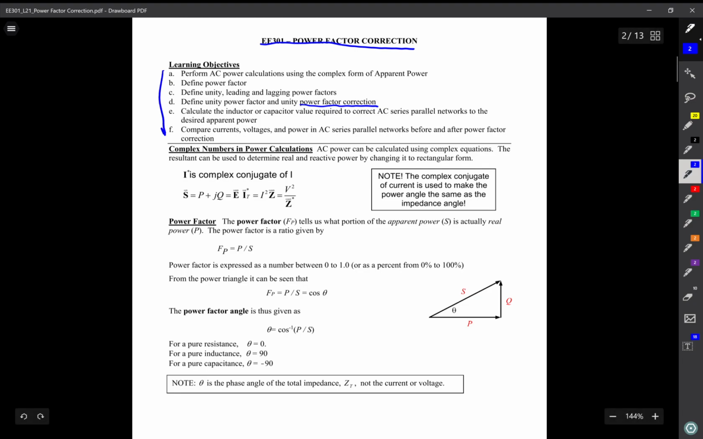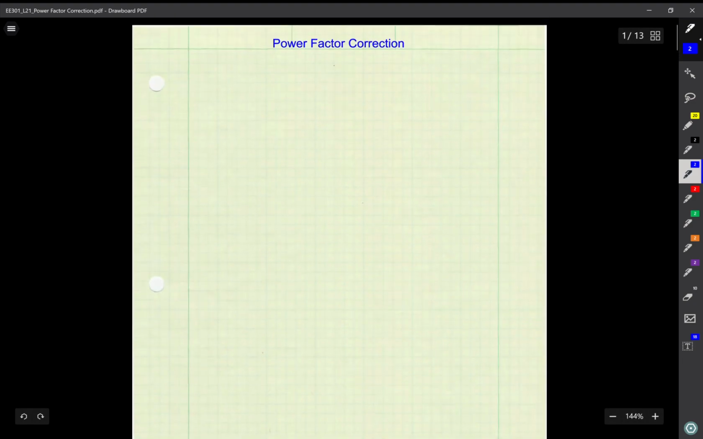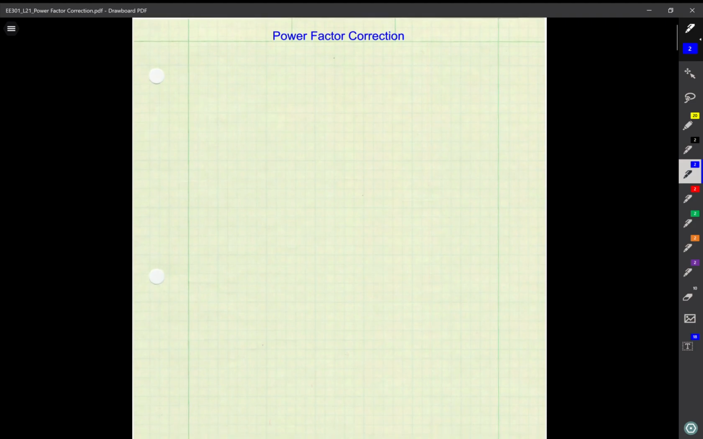So these are our learning objectives for today. But first, a review. Complex power is equal to P plus jQ in rectangular coordinates, and it's equal to the magnitude of the complex power with an angle of theta VI.